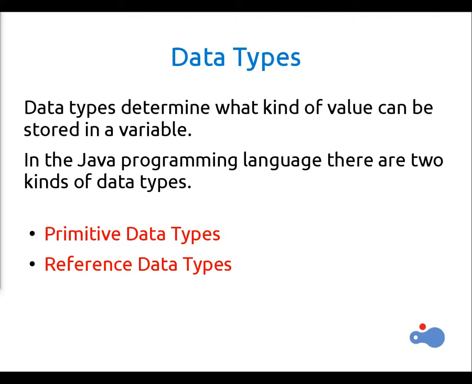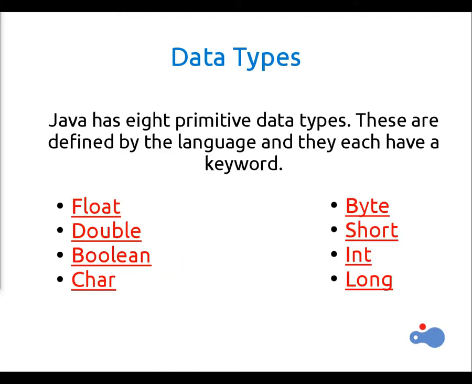We will look at reference data types a little later in the series when we start to deal with object-oriented programming. Java has 8 primitive data types. These are defined by the language and they each have a keyword: float, double, boolean, char, byte, short, int, and long.